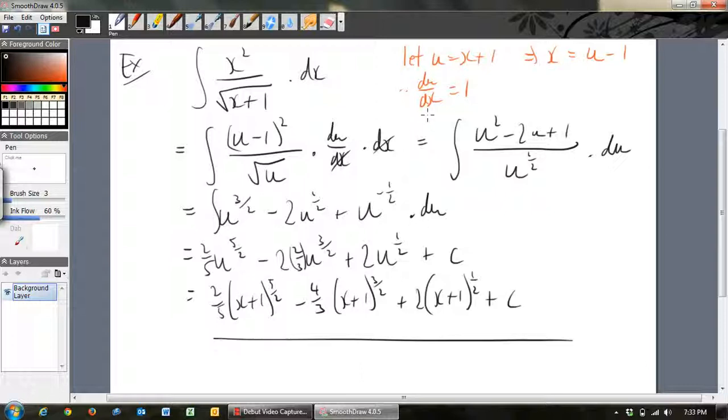Hope that makes sense. Give linear substitution a go. They're often a good way out of a seemingly sticky situation. Thank you.